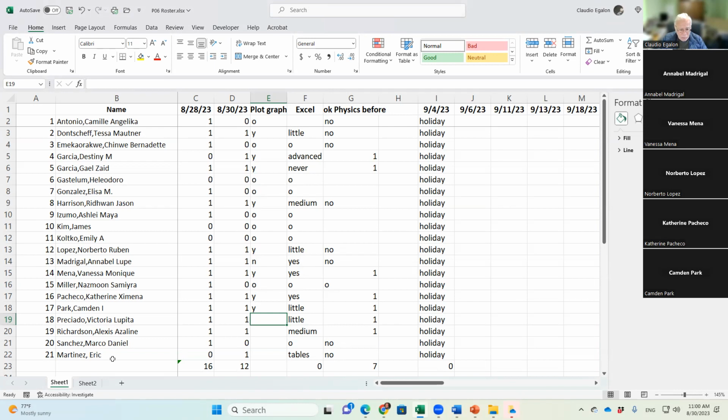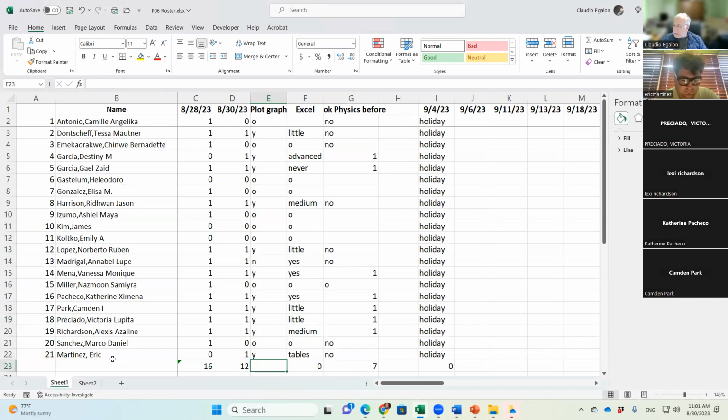Okay, so you plotted. You're good up to now, right, Camden? Yeah, I'm not good, but I did it. You plot the graph, right? Yeah, I plotted. Okay, Victoria, did you plot the graph? Yes, I did. Okay. Next, Alexis. Yeah, I got it. Good. Marco is not here. And Eric Martinez. No problem there, right, Eric? Yeah, I got it. Okay, good.